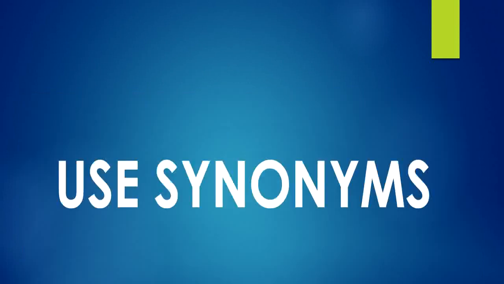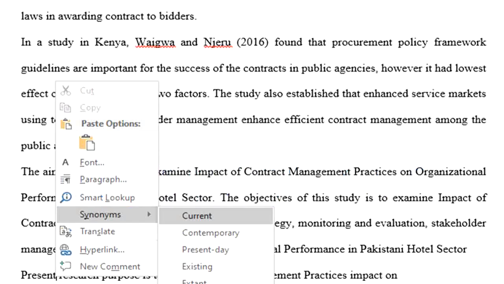Point number 2, use synonyms. Very important. If you want to rephrase, or you want to remove or avoid plagiarism, then use synonyms. How do you use synonyms? Let's see. For example, you want to find synonyms for the word present. You will click on the right side, go to synonyms and click on it, and then it will show you a new bar in which different synonyms are written, such as current, contemporary, present day, existing, etc.